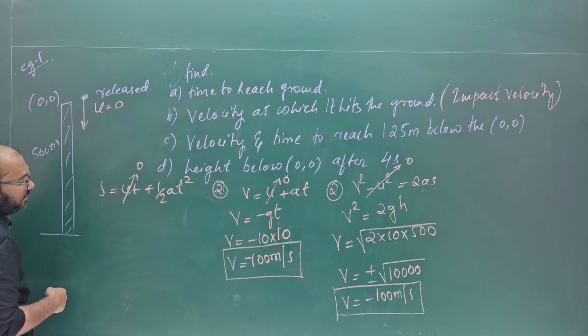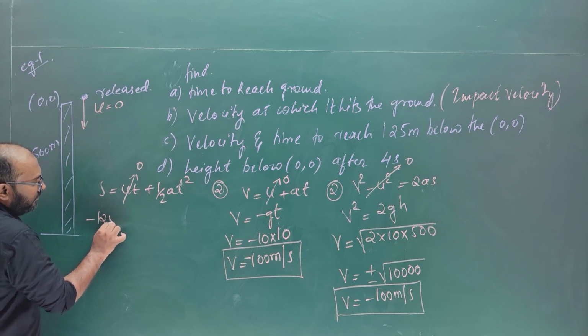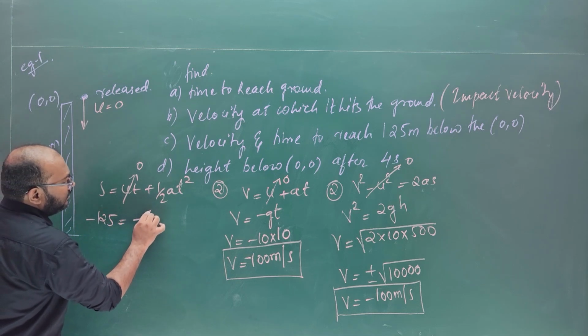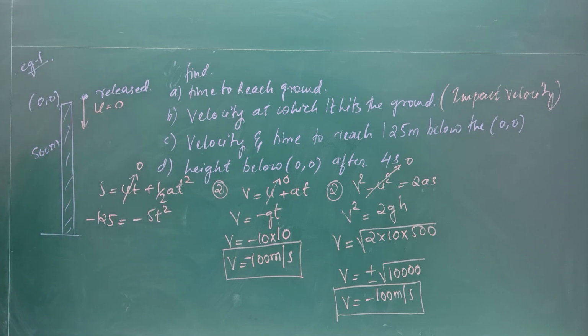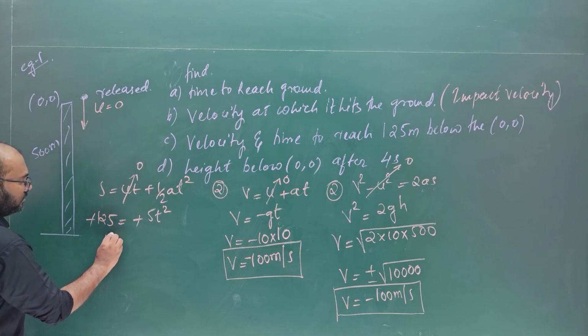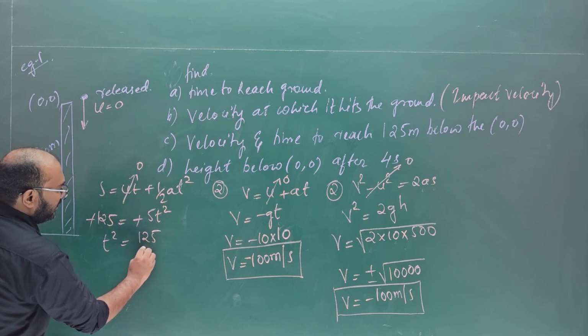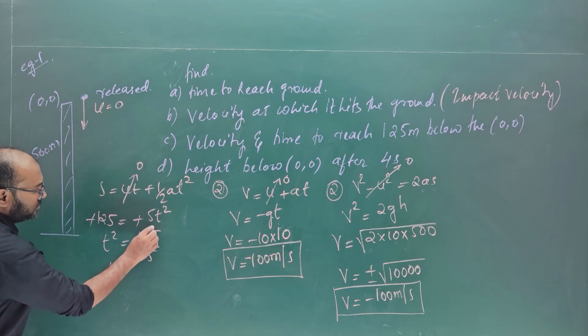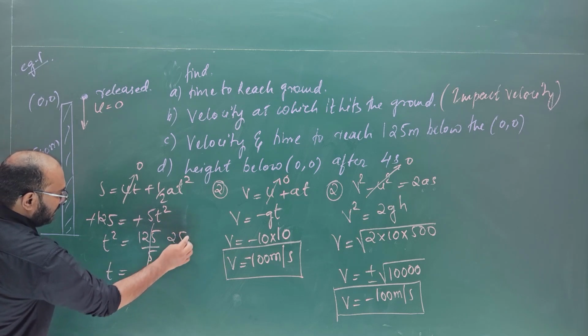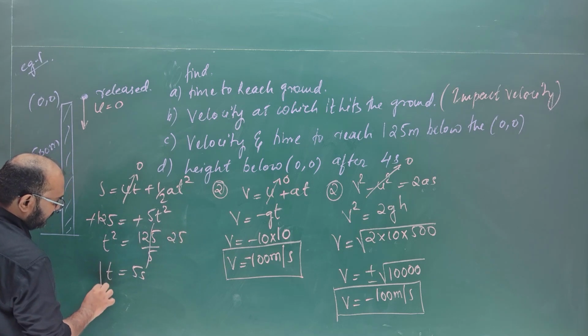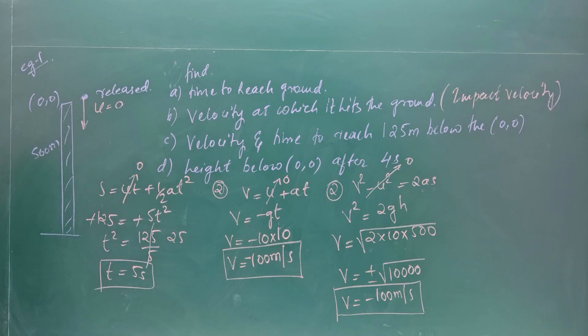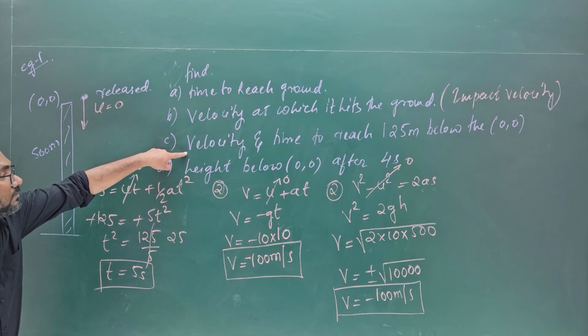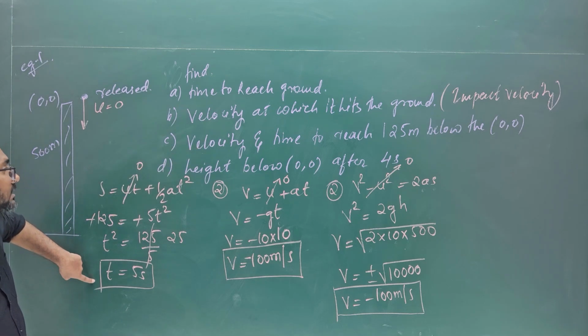So can I substitute the value of s, that is minus 125, which equals, can I write, minus 5t squared? Yes or no? Okay. Can I also cancel this negative and negative? So t squared equals 125 upon 5, this becomes 25, and time becomes 5 seconds. Okay. Similarly, he is asking me what? Velocity. Sorry, we calculated time.